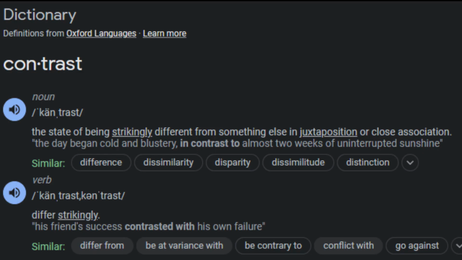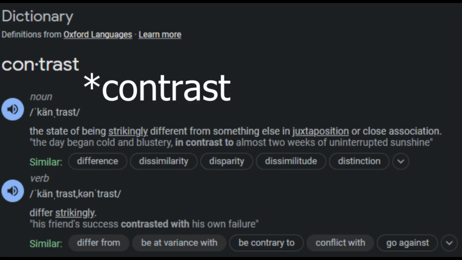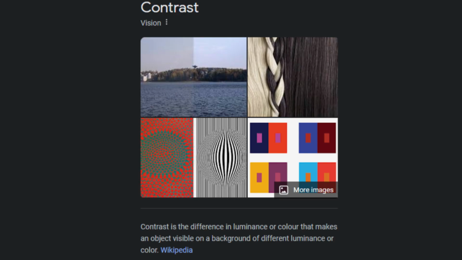The definition of contrast is the state of being strikingly different from something else in juxtaposition or close association, or to differ strikingly. I just had to spell it out for you. Conflict can be shown in many ways. There's conflict in dialogue, there's conflict in color, and there's conflict in character. And there's probably something else too.